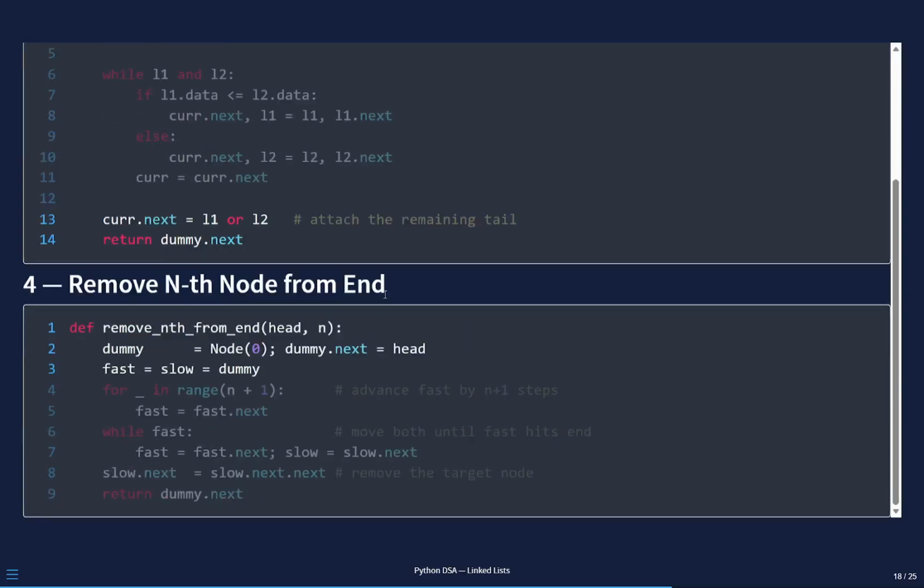Problem 4. Remove the nth node from the end. This uses a 2-pointer gap technique. We create a dummy node before the head to handle edge cases. We advance fast by exactly n plus 1 steps ahead of slow. Then we move both pointers in tandem until fast hits None. At that point, slow is positioned exactly before the node we want to delete. Execute slow.next = slow.next.next to remove it. Return dummy.next. Why n plus 1? Because we want slow to stop one node before the target, so we can rewire the pointer. Think of it as leaving 1 extra step of gap.